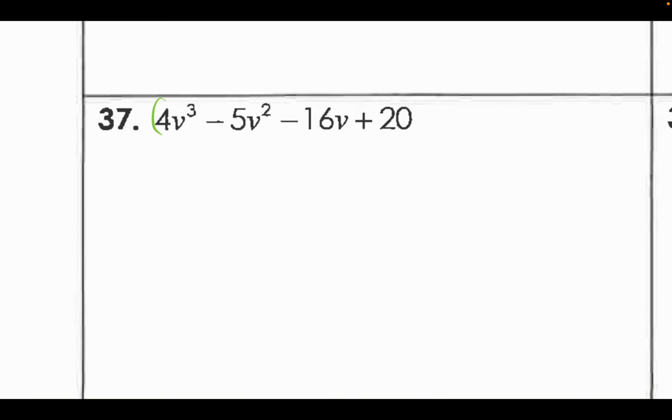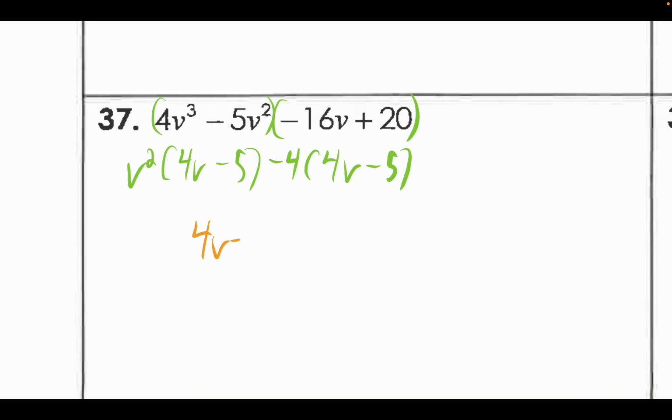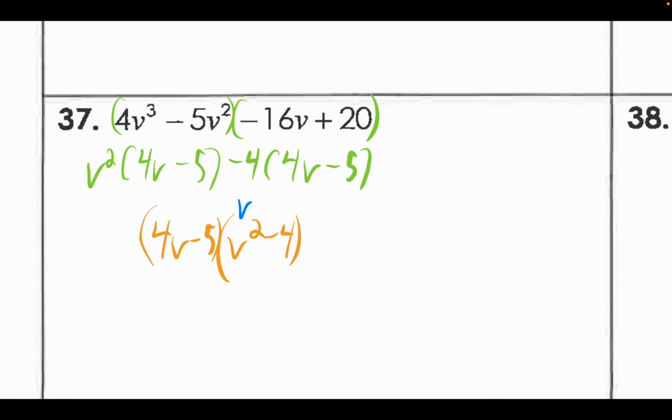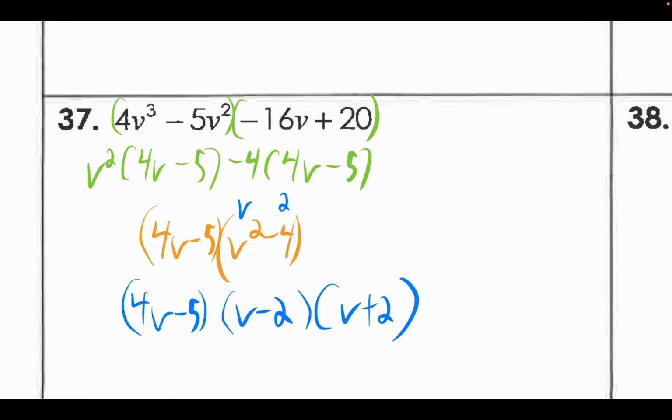On number 37. First two, last two. First two have a v squared in common, and we're left with 4v minus 5. Last two have a minus 4 in common, and we're left with 4v minus 5. Those match, which is good. So 4v minus 5 becomes one factor. V squared minus 4 is another factor. And we can keep going because that's the difference of two squares. So we have v and 2. So 4v minus 5 remains the same. We factor this difference of two squares, which is v minus 2 and v plus 2.